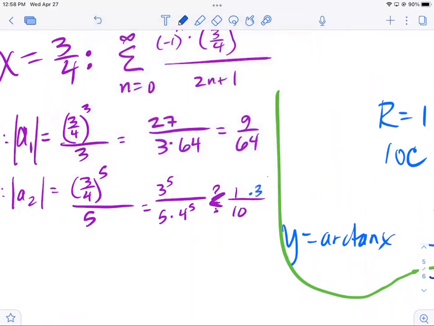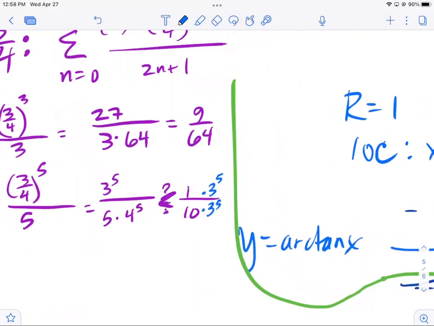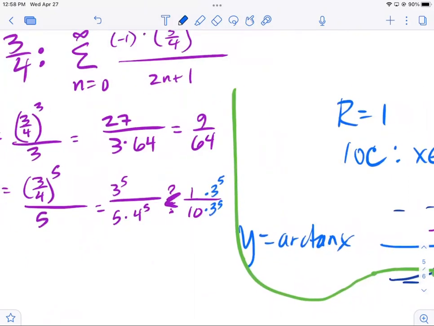Let's multiply by 3 to the 5th over 3 to the 5th. All right, that's legal, right? So now I have the numerators matched up. So now I can just compare denominators. The only way it's going to be less than the number on the right, now that the numerators are the same, is if the denominators are what? Yeah, if the denominator is bigger.